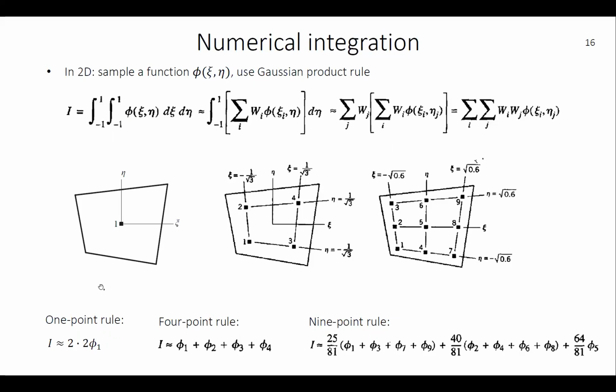So if you have a 1-point rule, we have the integration point in the very center of the element. We call it phi1. And then it's just the element size, 2 by 2 units, times this value phi1. And now if you have a 2 by 2 integration, we call it a 4-point rule. And here the numbering of the Gauss points is 1, 2, 3, 4, like so.